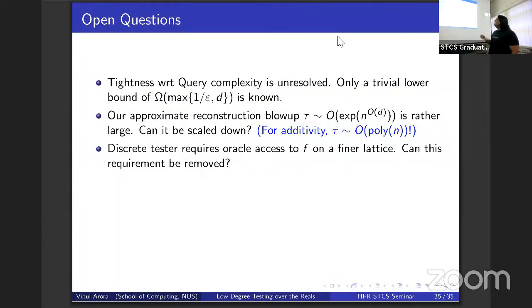And finally, the discrete tester requires oracle access to F not only on the lattice L, but also on a finer lattice, a refinement of L. Can this requirement be removed?